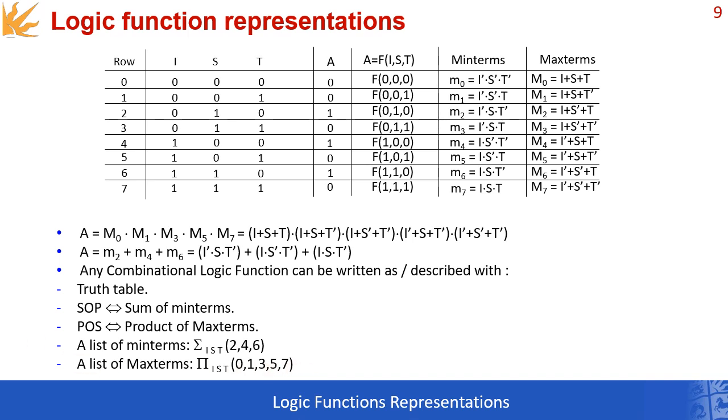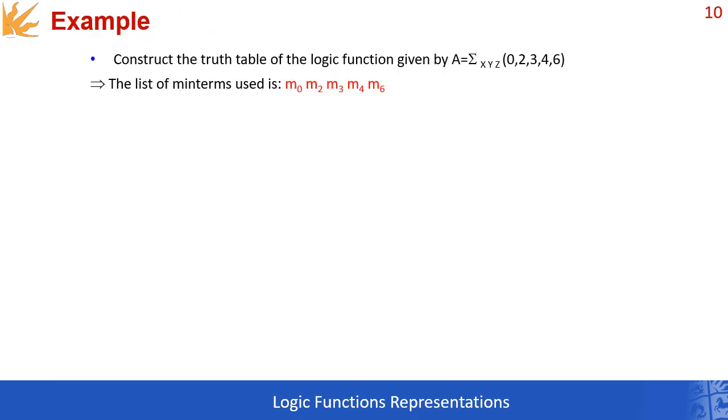To make a short comment, both the use of maxterms and minterms is easy to understand. It takes some time on paper. And to better digest everything, let's see an example. Suppose you're given this exercise. Construct the truth table of the logic function given as this, which is the sum of x, y, and z for these minterms. Minterms 0, 2, 3, 4, and 6.